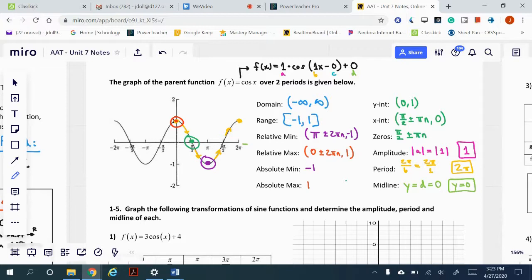Notice we go up to positive 1 and down to negative 1. Period is still 2 pi. The midline is still y equals 0, the x-axis. Guys, pretty much everything else is the same. Oh, the y-intercept, that was the other thing that changed. Notice the y-intercept is no longer at 0, 0, but because we're starting at a maximum, it's at 0, 1.